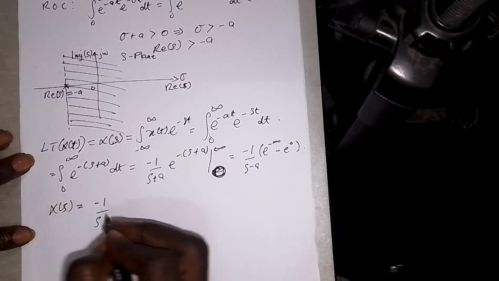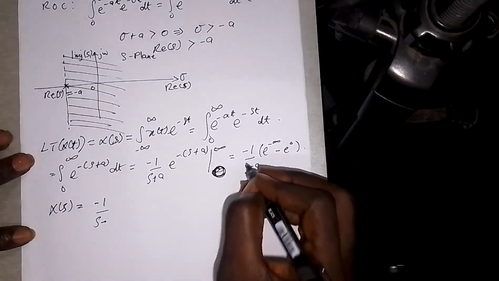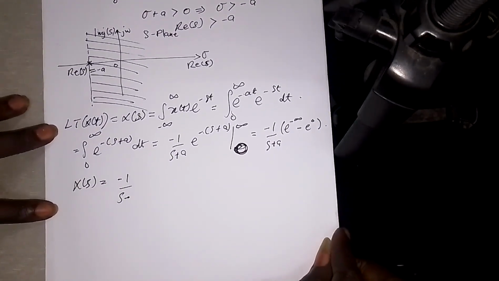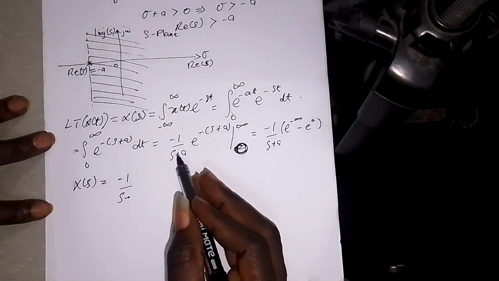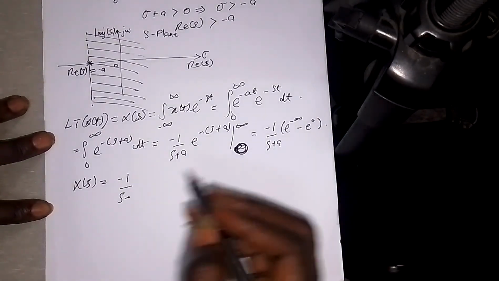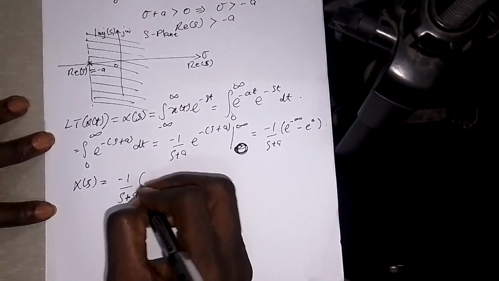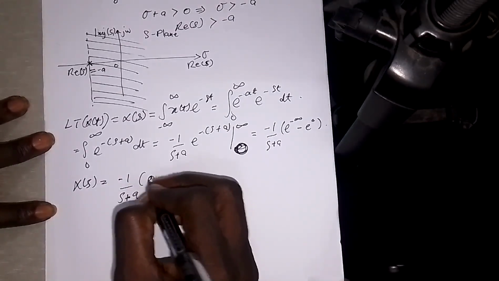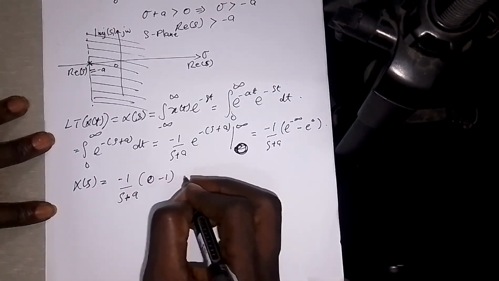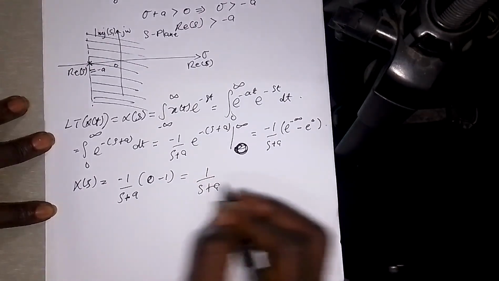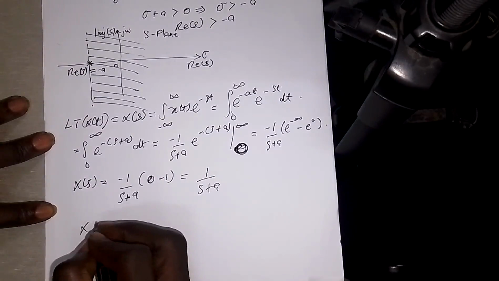So basically this one will give me minus 1 over... Okay, sorry, here is plus. See that it's plus here. So here it must be plus a, into 0 minus 1, which is equal to 1 over s plus a.